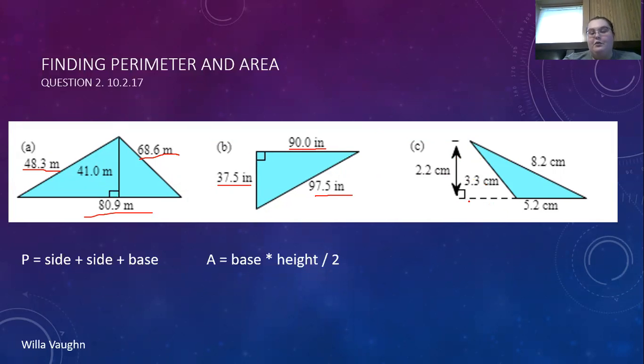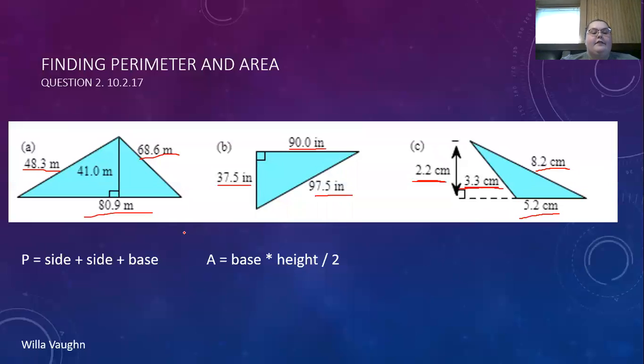So then on C, I know it looks a little complicated, but this is actually the height of this one, of this side right here. So we don't need that right now, we need that for the area. So for just perimeter, we're just going to use the 3.3 instead of the 2.2. So we're going to do 3.3 centimeters plus 8.2 centimeters plus 5.2 centimeters, and that's going to give us 16.7 centimeters.